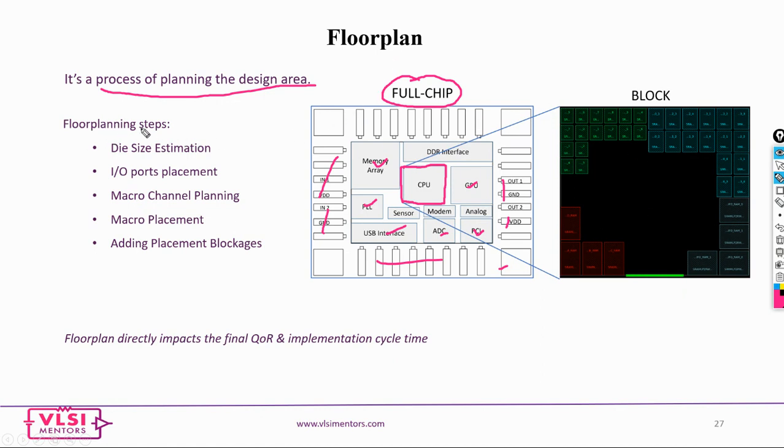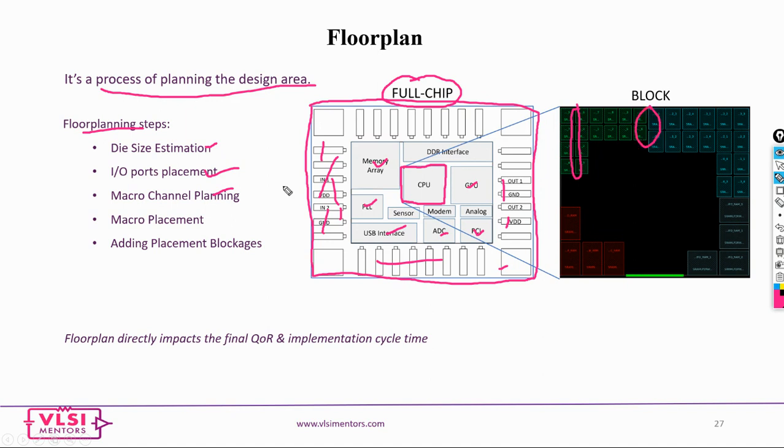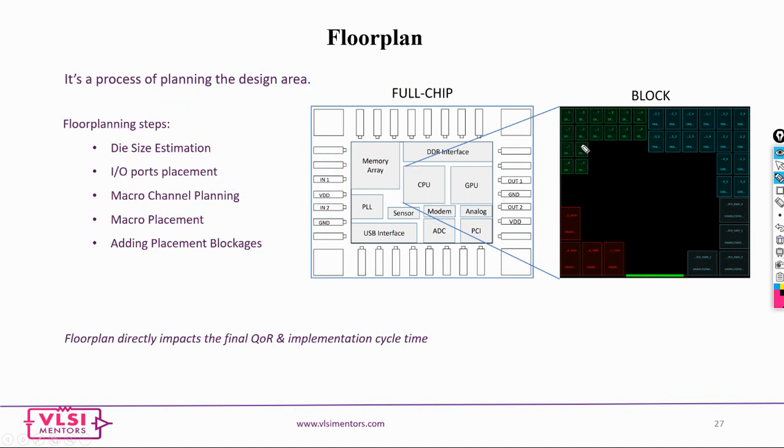The steps include your die size estimation, the area estimation, and your IO ports placement or IO pads placement, and macro planning, channel planning. So you have these macros and big cells, and the spacing between these macros. What is the spacing that you need to provide, and macro placement? Where are we supposed to place the macros? Why are we placing these macros on the peripheries? Why not here? There are certain guidelines that we have to follow. You cannot place them in the middle because of certain reasons that will degrade your overall QOR.